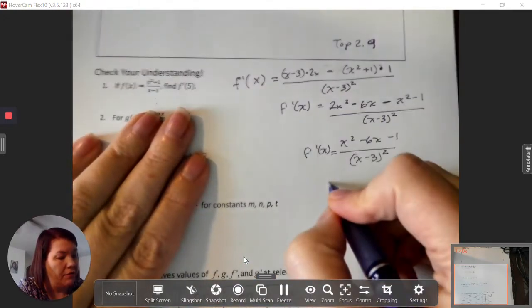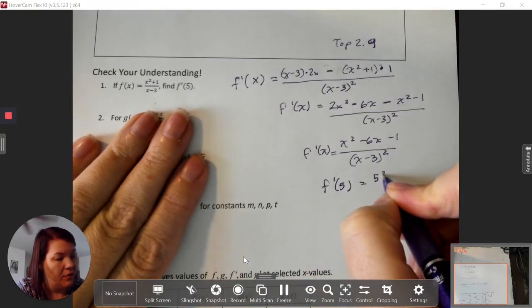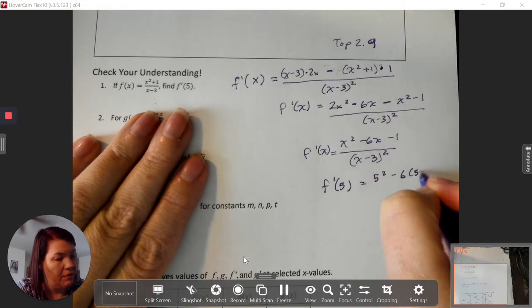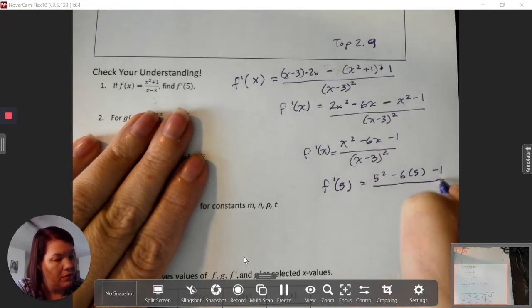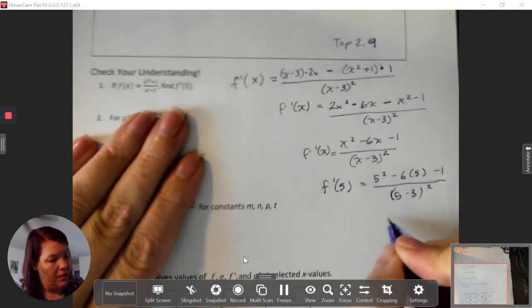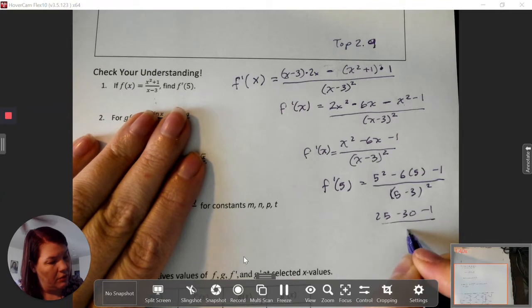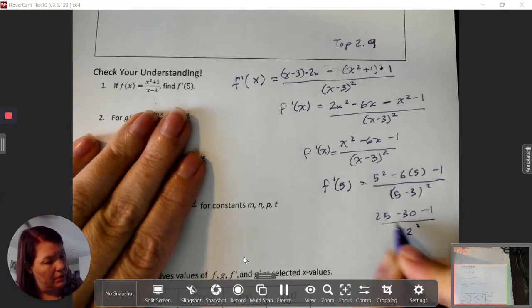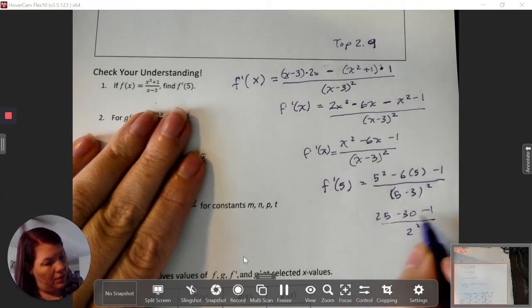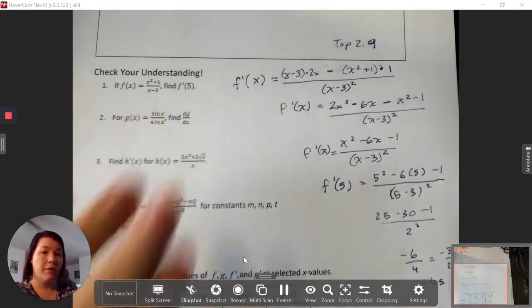Now I'm going to go ahead and plug in 5. So I got 5 squared minus 6 times 5 minus 1, and 5 minus 3 squared. So I get 25 minus 30 minus 1 over 2 squared. So I get negative 5 minus negative 6 over 4, which is negative 3 over 2, or negative 1.5. I'm going to check that with my calculator.